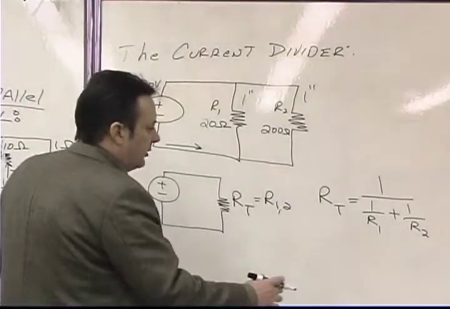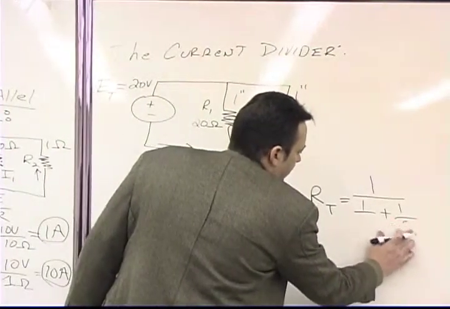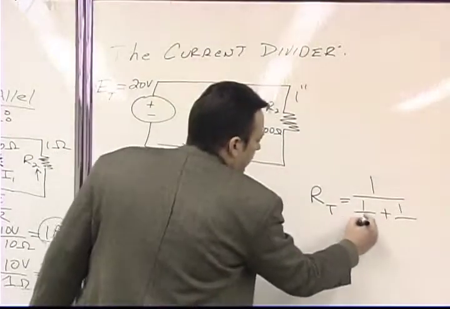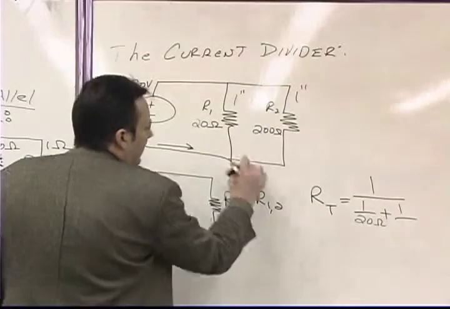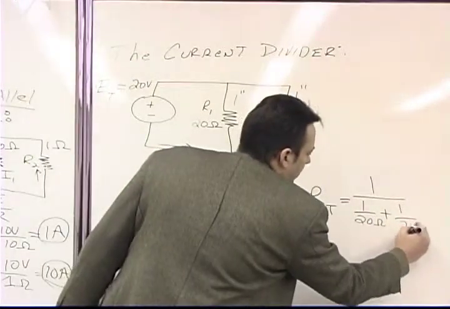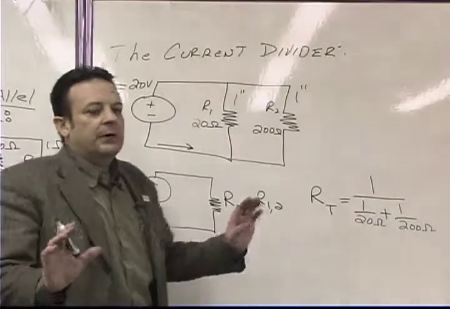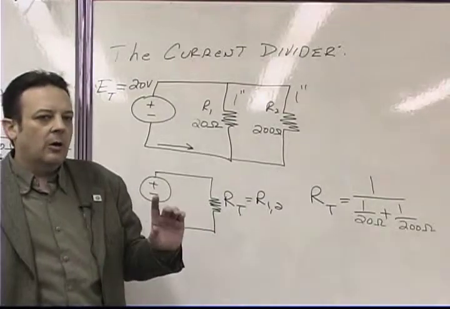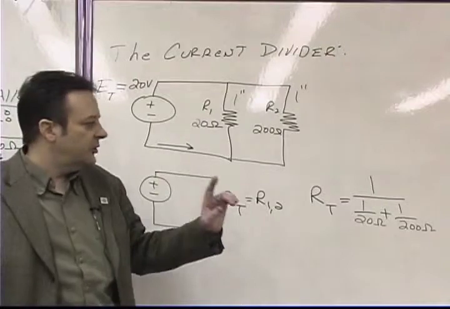So what we're going to do is go ahead and erase these variables and put numbers in for them. R1 has a value of 20 ohms, and R2 has a value of 200 ohms. Now, before we even put anything into the calculator, what do we know that the total equivalent resistance must be less than?